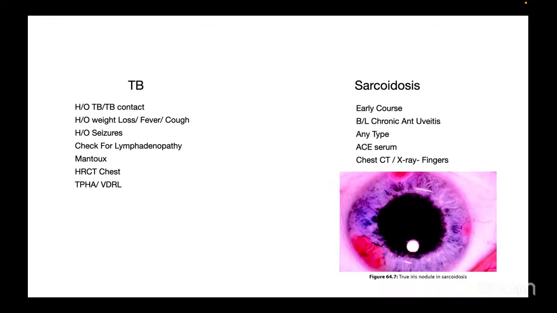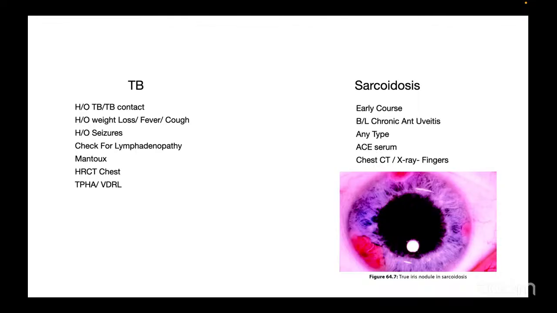Always do a Mantoux test. Nowadays, if the patient presents with granulomatous uveitis, please do an HRCT chest rather than an X-ray, because most of the time to rule out sarcoid or TB you have to do the HRCT chest anyway. So in a TB patient, or any granulomatous anterior uveitis you are suspecting, please do the HRCT chest.